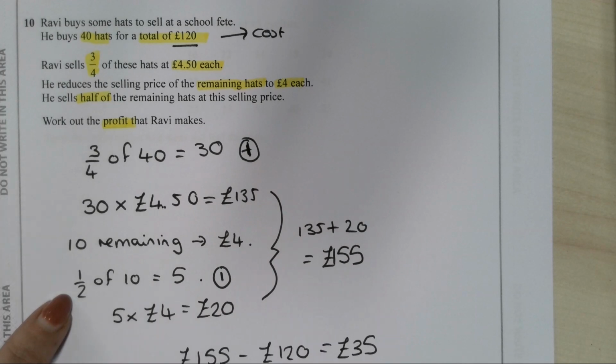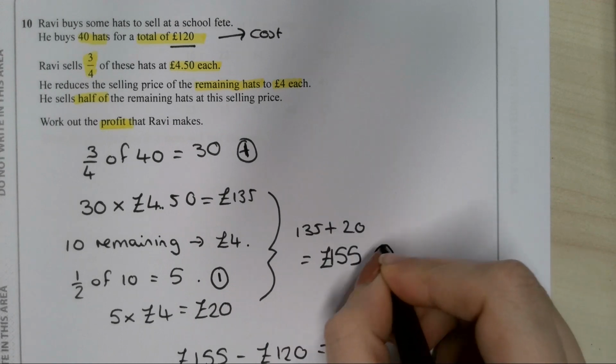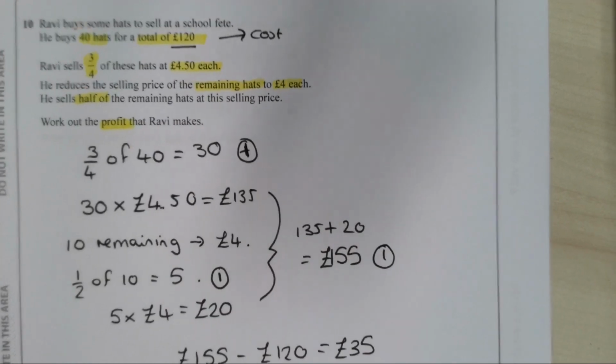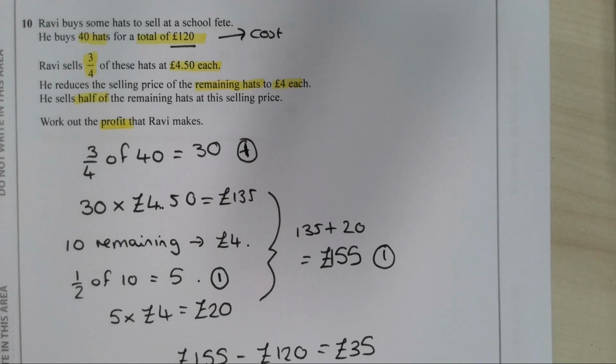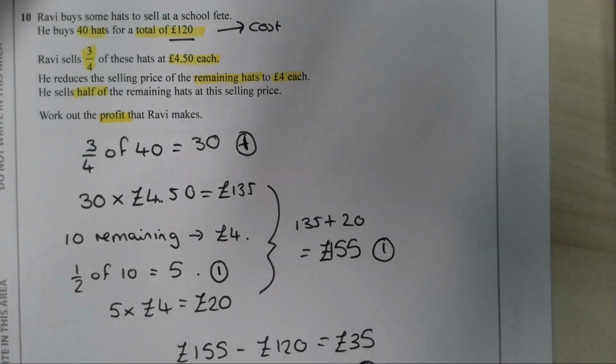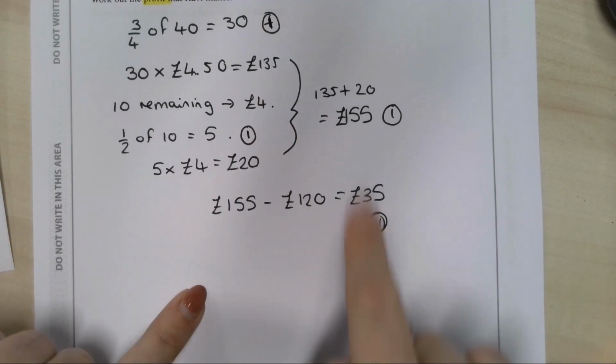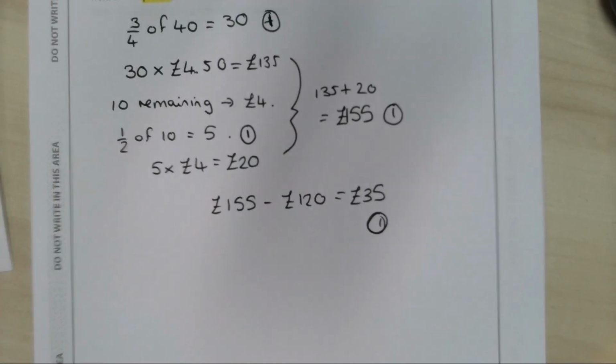and then another one for working out what he has made, so his income is £155, and then for working out your profit here, and your final answer gives you 5 marks. So that's 4 marks in the method, and then your final answer at the bottom is your 5th mark.